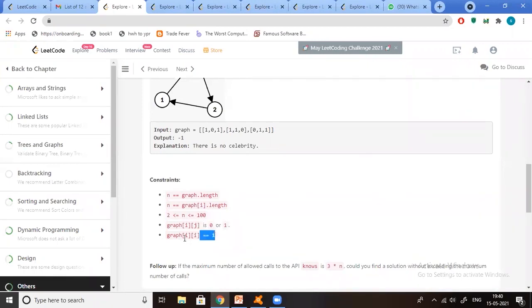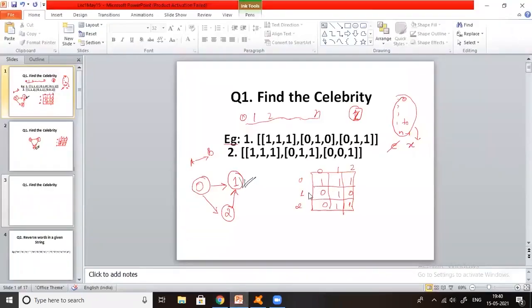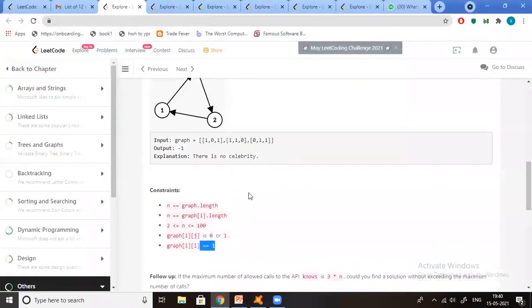So that means the diagonal value, or if you are going to create a graph with A to A, that is going to give you a 1. So let me show you this diagram. If you can see here, 0 knows 0, 1 knows 1, 2 knows 2, right? In this way we have to approach the problem.